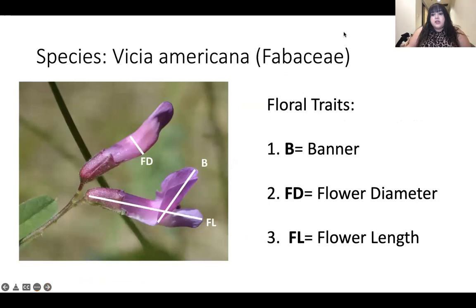For the attraction of pollinators, we measured and associated three floral traits. The first is B, which is the banner. This banner is associated with attraction of the pollinator and efficient pollen transfer. FD is the flower diameter, and FL is the floral length, and these two are associated with the mechanical fit between the flower and the pollinator.